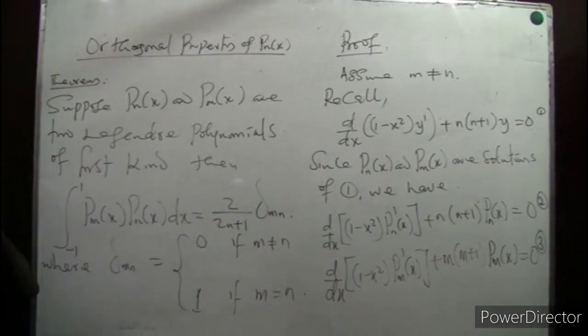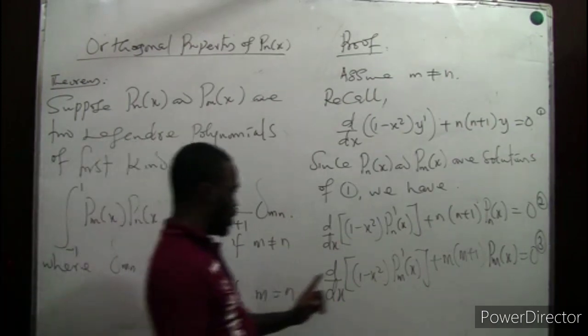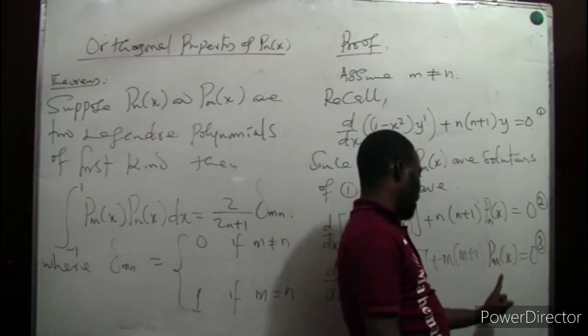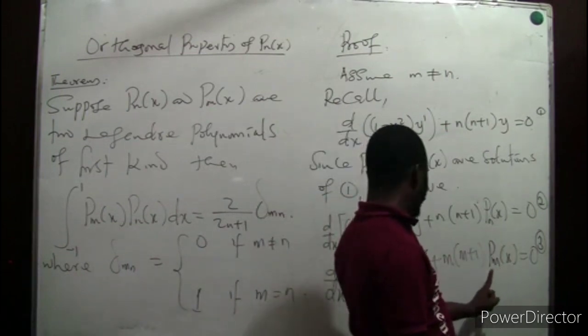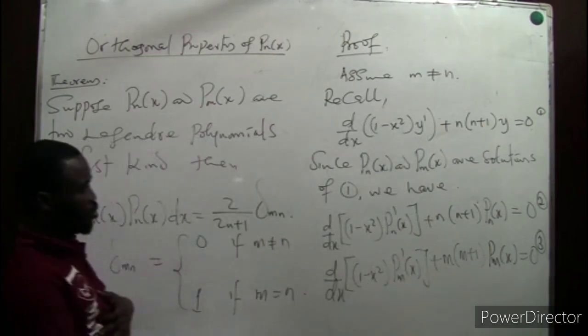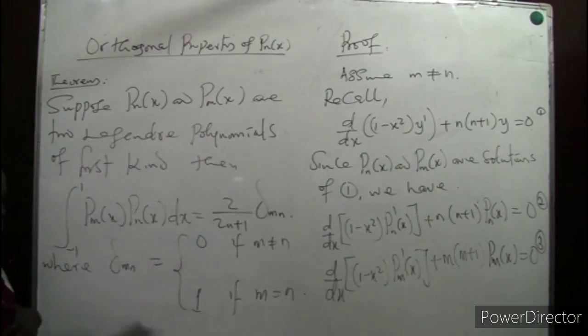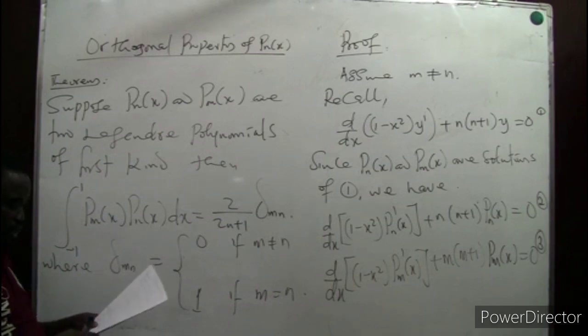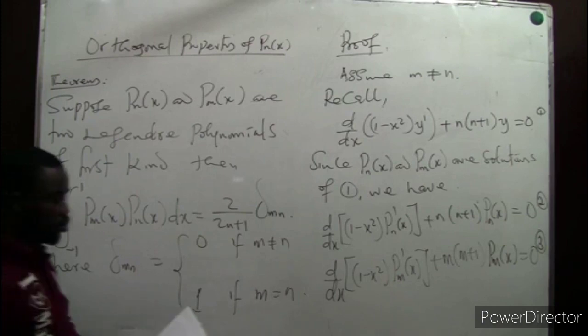Having written equation 2 and equation 3, what next? What are we going to do from here? We try as much as possible to eliminate Pn here and to eliminate Pm. How do we do that? Multiply equation 2 by Pm and multiply equation 3 by Pn, then subtract the two of them. And let us see what is going to happen.